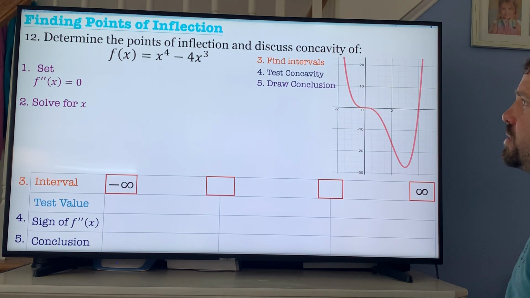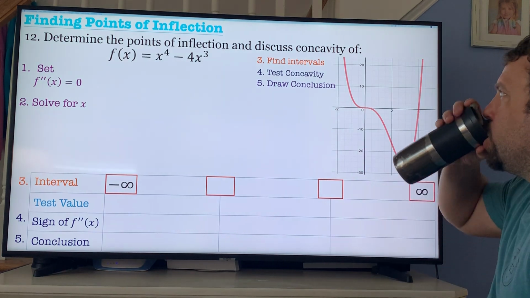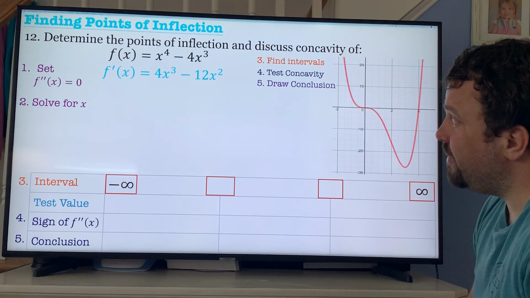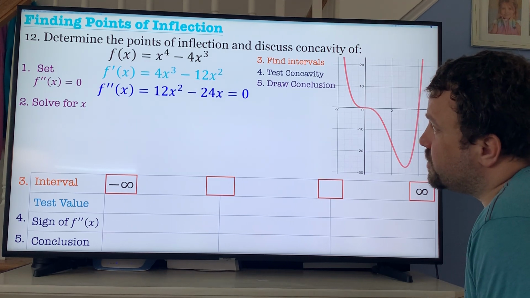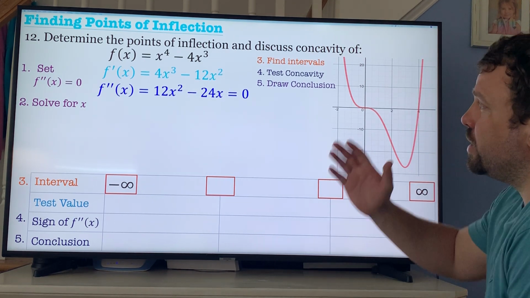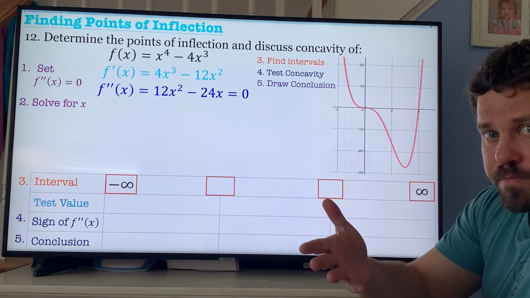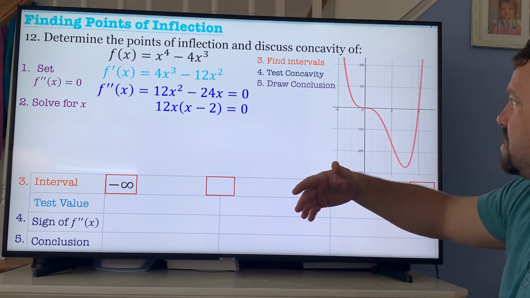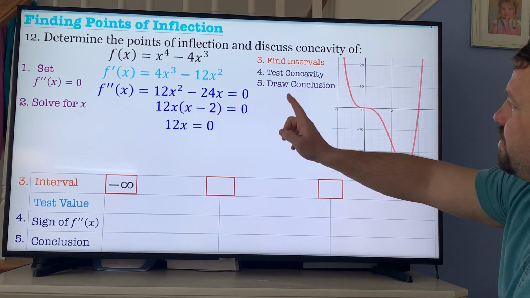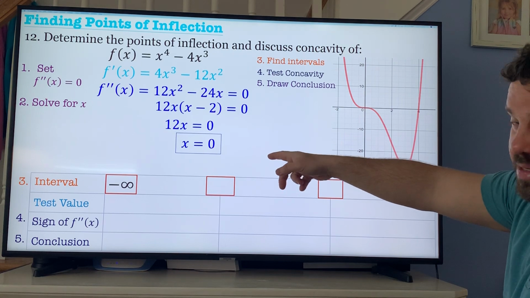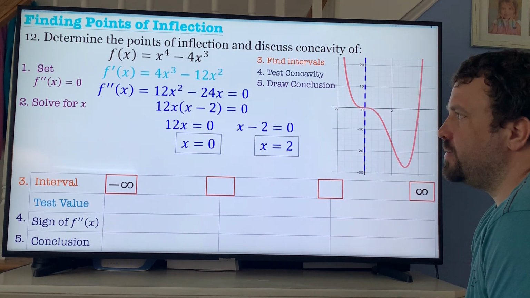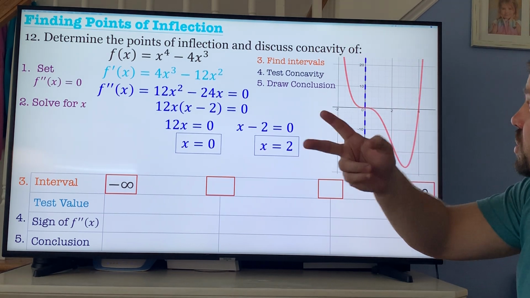All right, so what I want you guys to do is try problem number 12. First thing I want you to do is set f double prime of x equal to 0. So 12x squared minus 24x equals 0. Solve for x. Factor out a 12x, so 12x times (x minus 2) equals 0. So 12x equals 0, so x equals 0, and x minus 2 equals 0, so x equals positive 2. Sorry, I'm going out of order here.